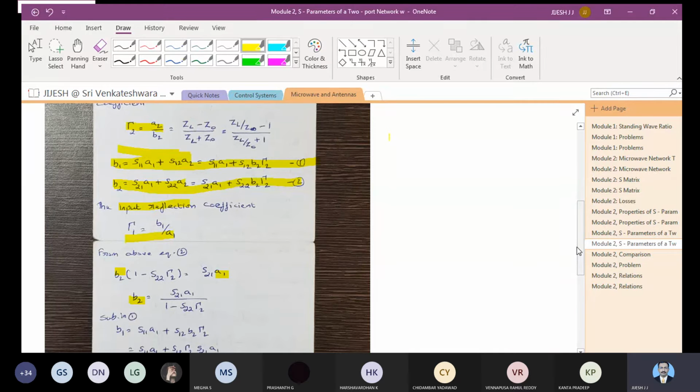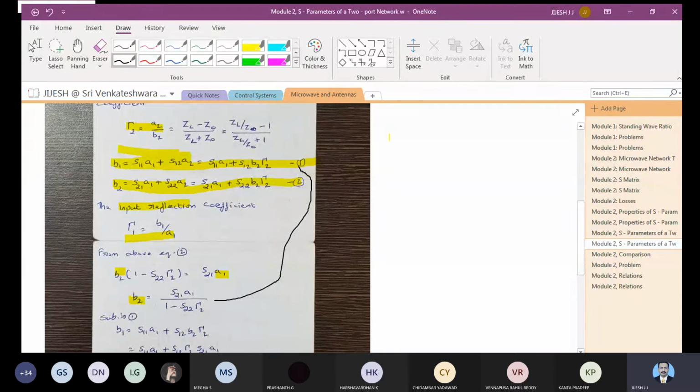Is this clear till here, till the equation of B2? Yes, sir. Okay. So let us substitute this equation in 1. What you got, this B2, I want you to substitute in equation 1. So let us substitute in equation 1.